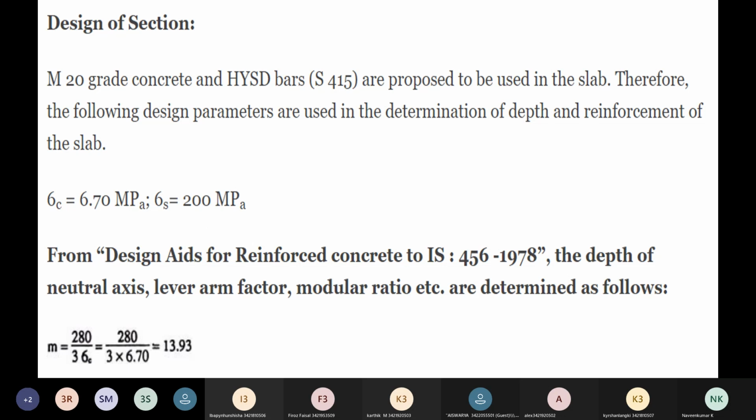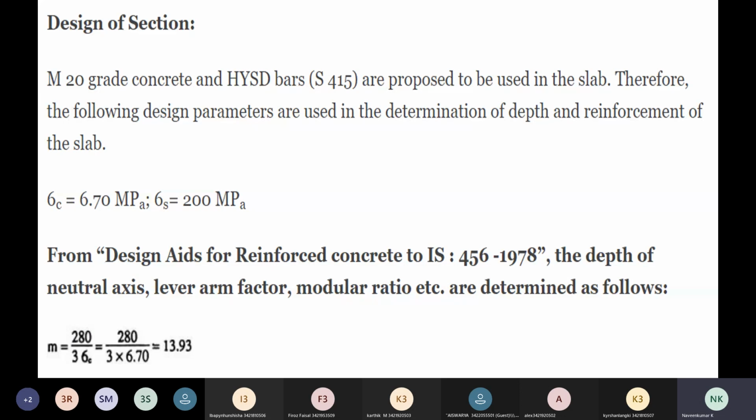So now you're going to design. How will you design? As I told already, you need to decide what materials you're going to use. For this particular design of solid slab, you're going to use M20 grade concrete, and HYSD bars are proposed to be used in the slab. Therefore, the following design parameters are used in determination of depth and reinforcement of the slab.